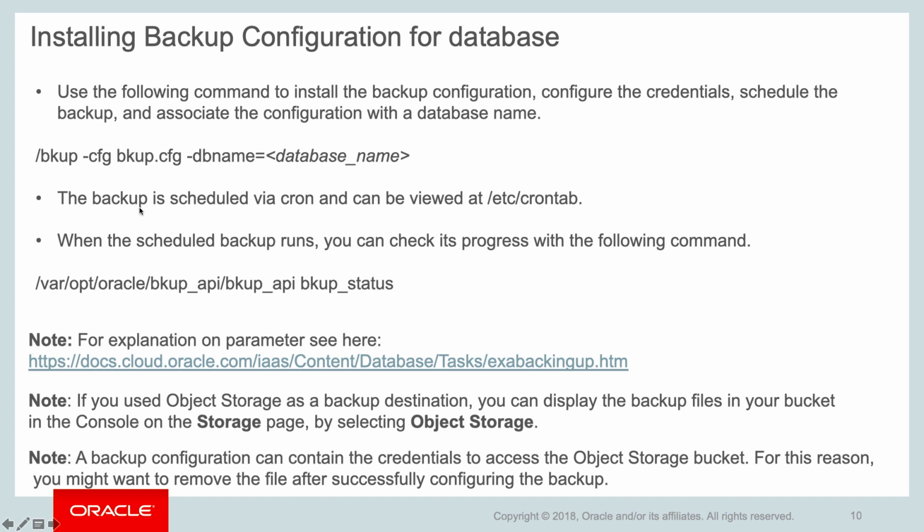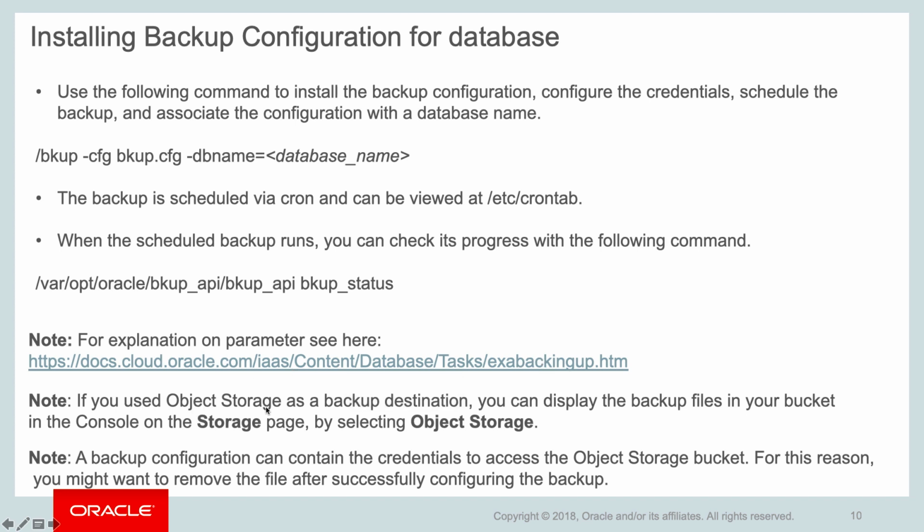So once backup is scheduled via cron, you can open up etc crontab and it should show you that there are a few entries which are created for getting this backup done. When the scheduled backup runs, you will be able to also check the progress of that one. We will be using var opt Oracle backup API, and within this one we have the backup_api with backup_status command, which will show you the progress of your backup. There are a few options we discussed while configuring this backup configuration file, and this particular link has the details on all those parameters, so you can take a look at it.